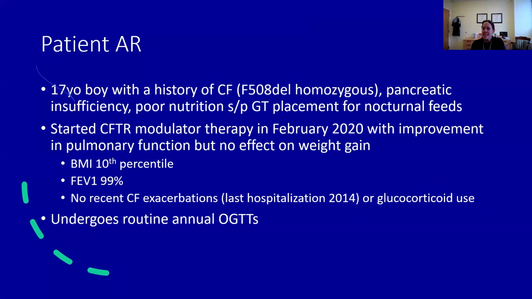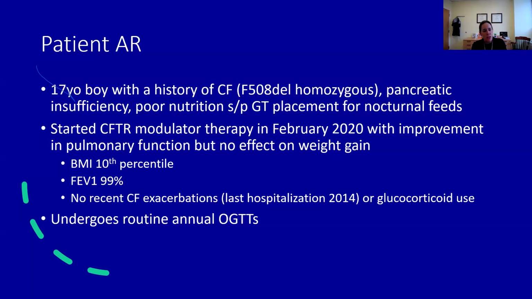So this is patient AR. This is a patient of mine who's 17. He has a history of CF. He is Delta F508 homozygous. He has pancreatic insufficiency, which 90% of the patients do. He also has really struggled with nutritional status, and he had a G-tube placed in the past for nocturnal tube feeds.